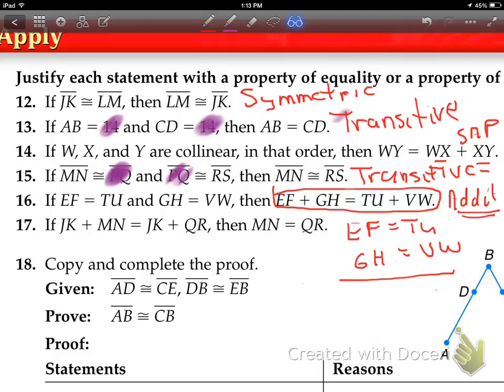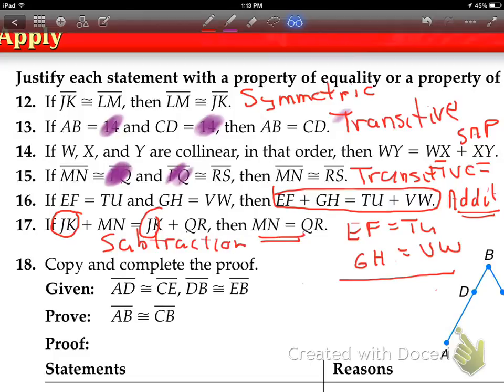On our last guy, again, we'll want to notice what changed from our first equation to our second. And what changed is that JK is no longer in this equation there. It got taken away from both sides. It got subtracted from both sides. So this is the subtraction property that says you can do that.